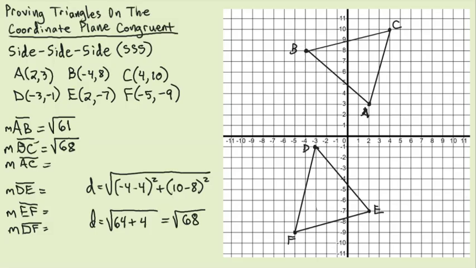I can see right now that BC is longer than AB because BC is the square root of 68 and AB is the square root of 61. So BC is a longer side.